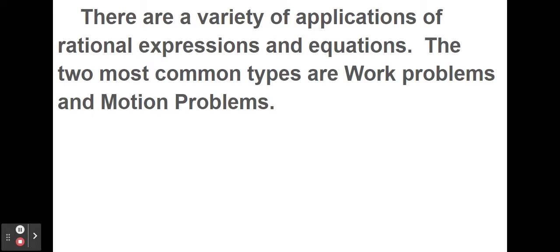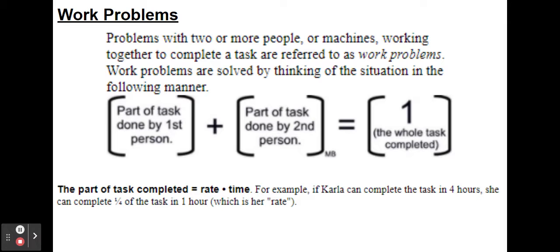Now, the two varieties of applications of expressions are most commonly referred to as work problems, where you have two or more people working together to complete one task, or motion problems, which are mainly dealing with the physics formula of distance over time equaling your rate, similar to the velocity thing we talked about before, where that is miles over hours equals your speed or velocity. So the first type is work problems.